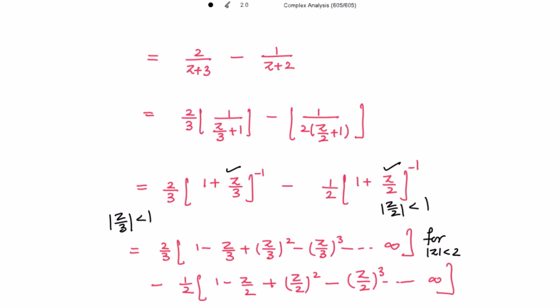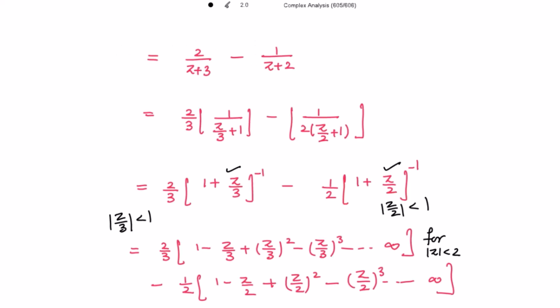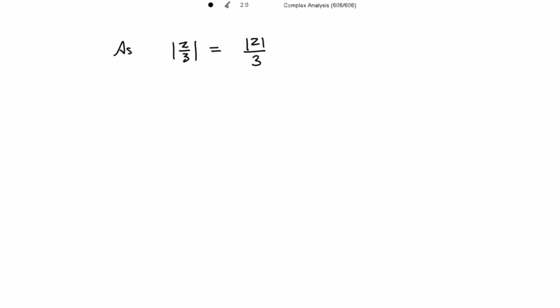So let's check whether we are getting this or not. For mod z by 3 less than 1: mod z by 3 is equal to mod z divided by 3. It is given that mod z is strictly less than 2. We need to check the validity for mod z less than 2, right? So this is less than 2 divided by 3, and this is further less than 1. So yes, we are getting mod z by 3 less than 1.